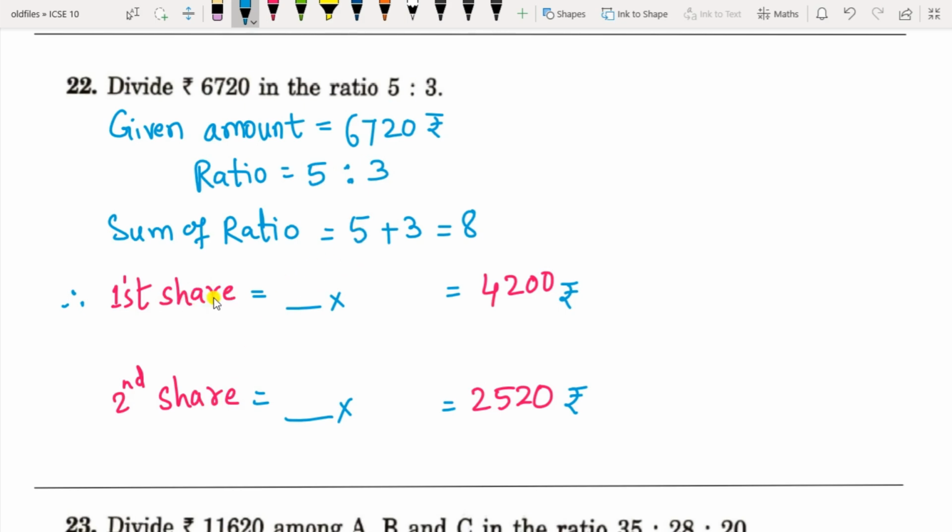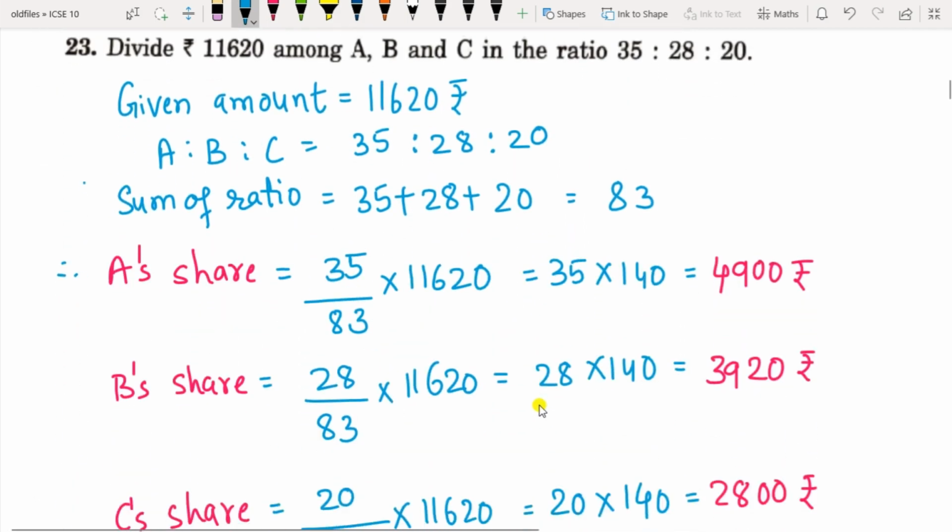To find the share of the first part, take the first number divided by the total of the ratio, multiplied by the total amount. If you solve this, you get 4200 as the first share. The second share is the second number of the ratio divided by the total of the ratio, multiplied by the total amount. So you get this second share.